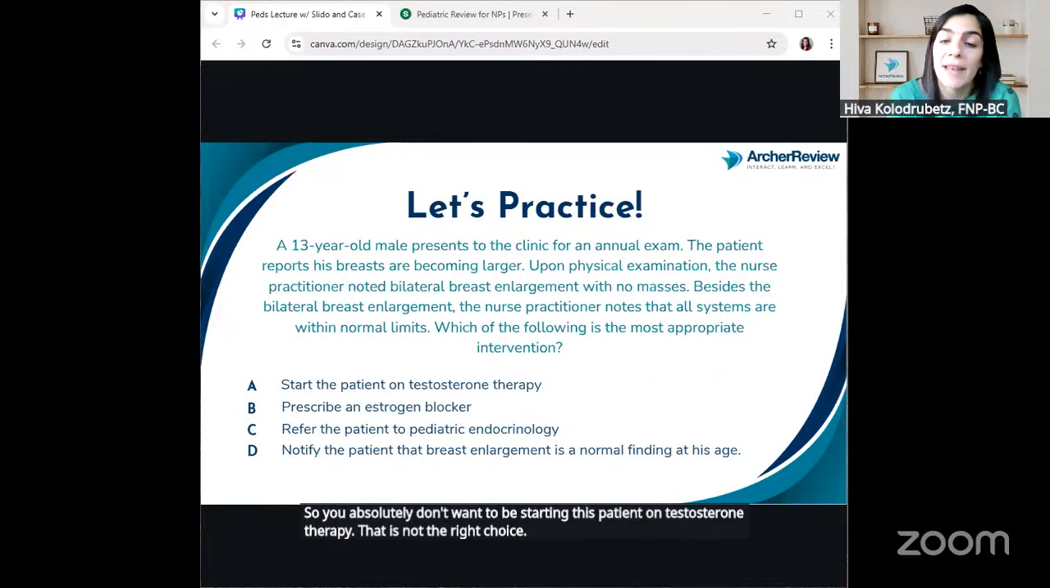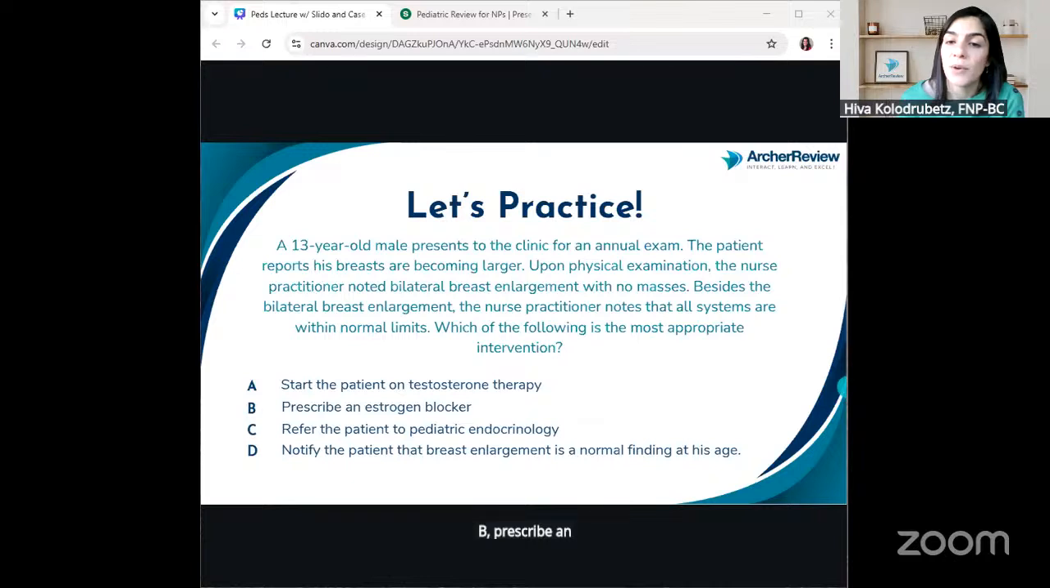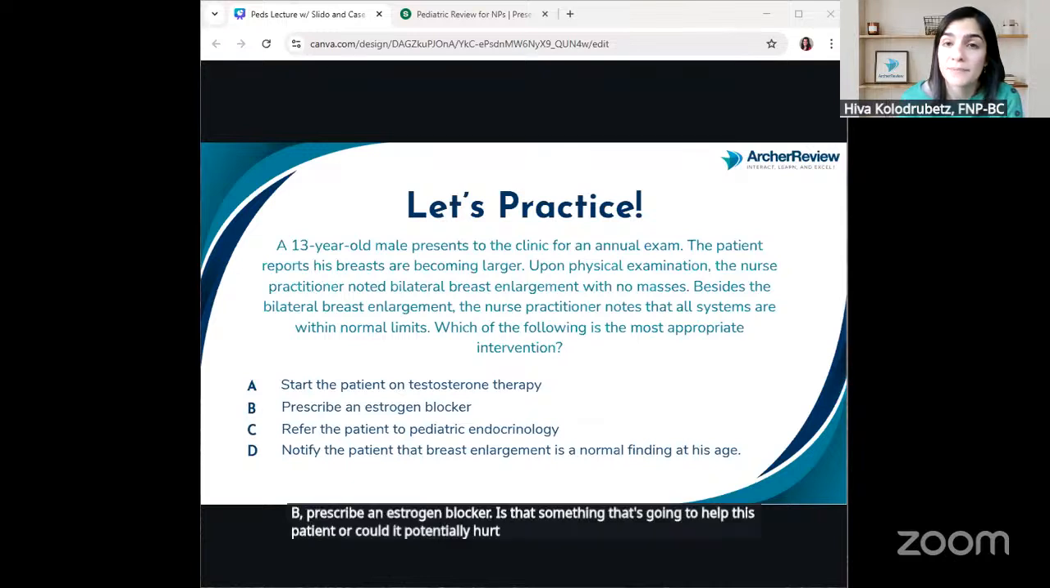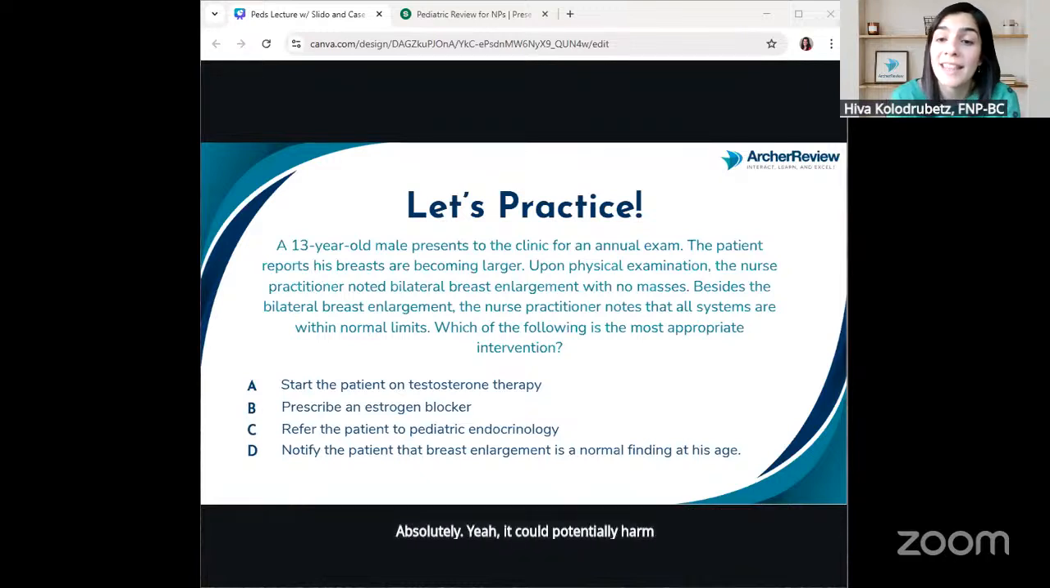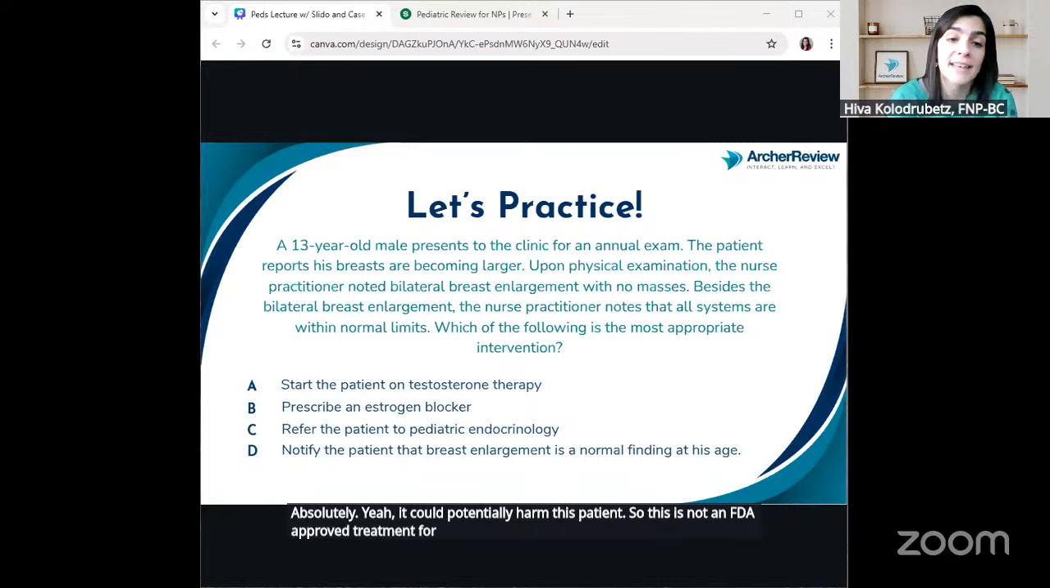B, prescribe an estrogen blocker. Is that something that's going to help this patient, or could it potentially hurt or harm this patient? Absolutely, yeah, it could potentially harm this patient. So this is not an FDA approved treatment for gynecomastia and not something that you would be prescribing in your outpatient practice. What about C?